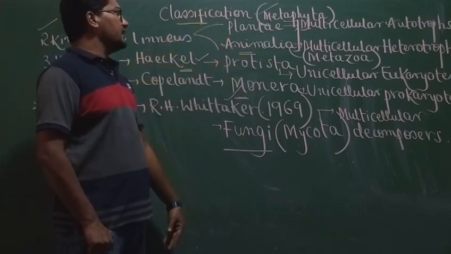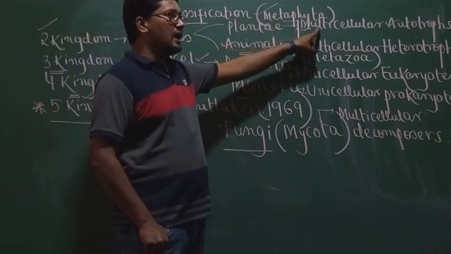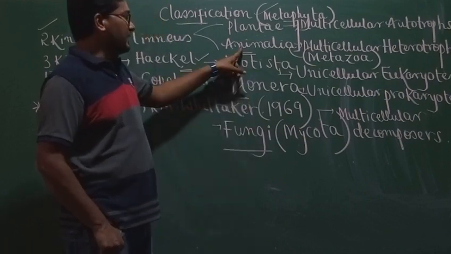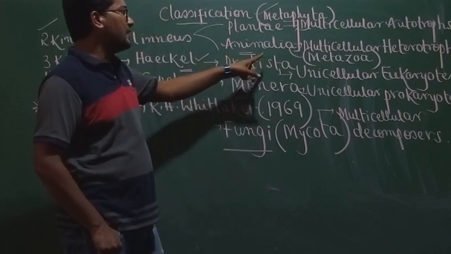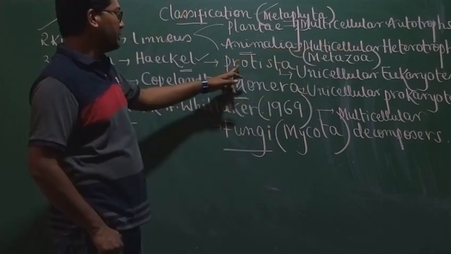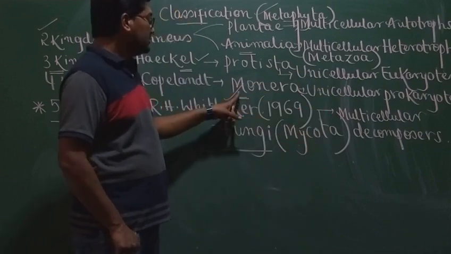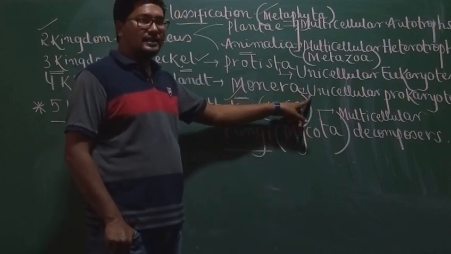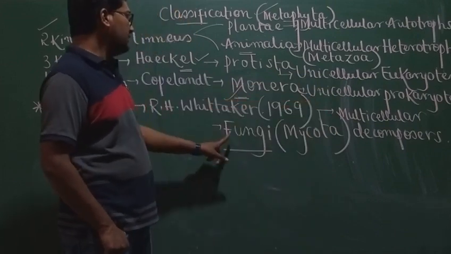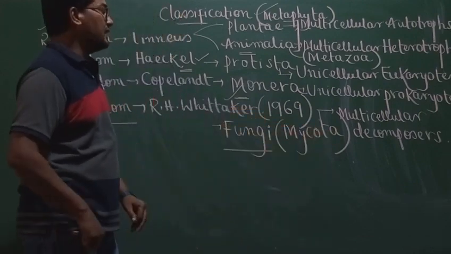What are the 5 kingdoms? Plantae. What is Plantae? Kingdom of multicellular autotrophs. Second, Animalia. What is Animalia? It is the kingdom of multicellular heterotrophs. And Protista is the kingdom of unicellular eukaryotes. Monera is the kingdom of unicellular prokaryotes. Finally, fungi or mycota is the kingdom of multicellular decomposers.